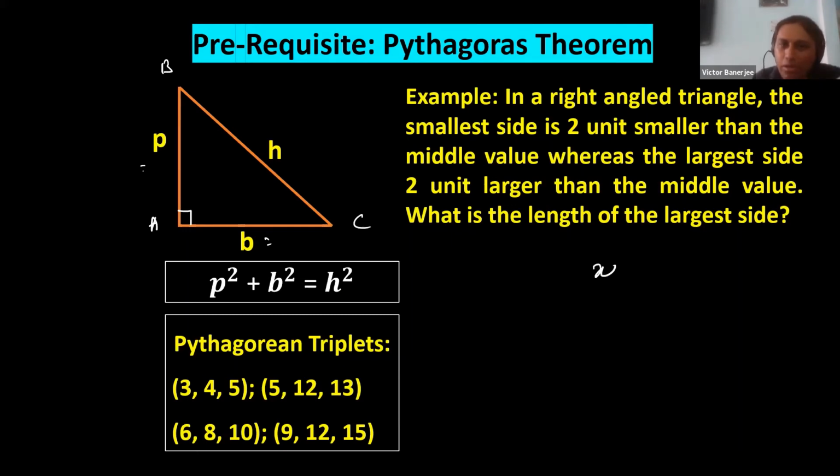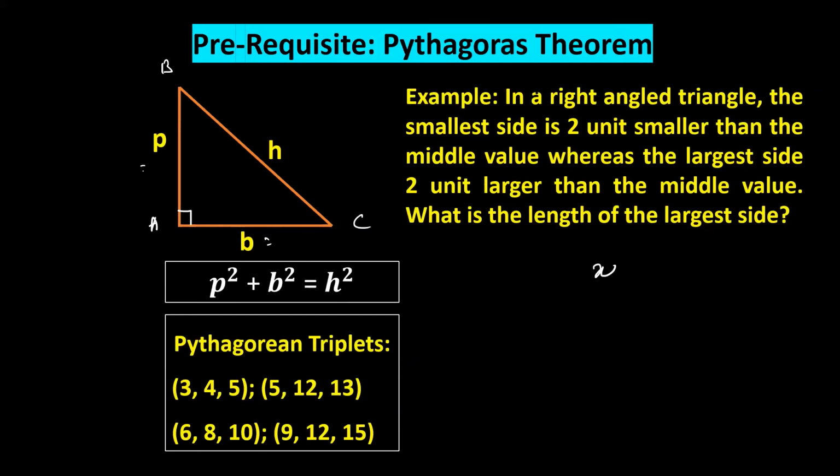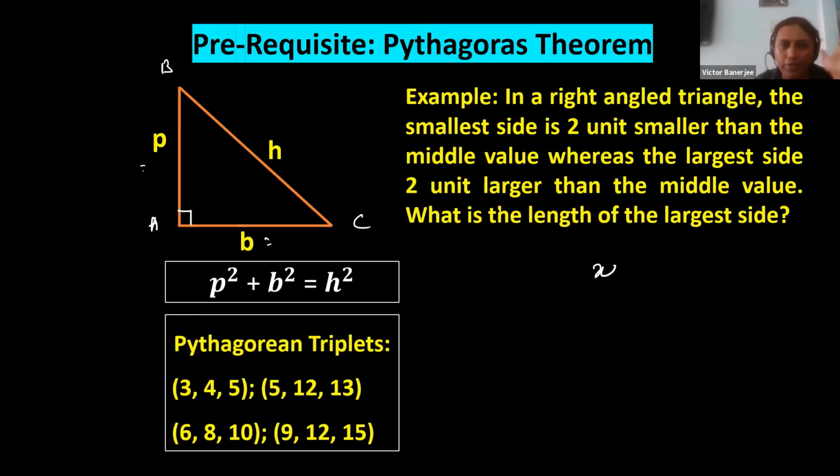9, 12, 15, Suhani, not possible. The 12 minus 2 is not 9 and 12 plus 2 is not 15. According to the question, the smallest side is 2 less than the middle side and the largest side is 2 more than the middle side. 6, 8, 10, right? Yeah, 6, 8 and 10, correct. Correct. So now how do you approach in general?